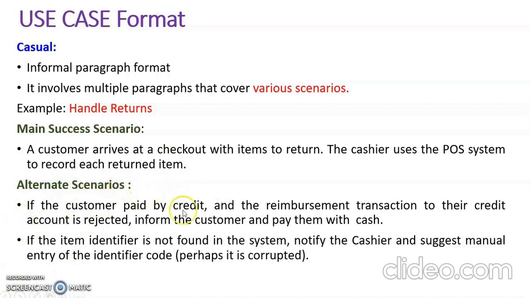If the customer's payment by credit is a problem, then how to rectify it? We have to pay them with cash. If the item identifier is not found in the system is a problem, how to rectify it? We have to suggest a manual entry of the identifier code.